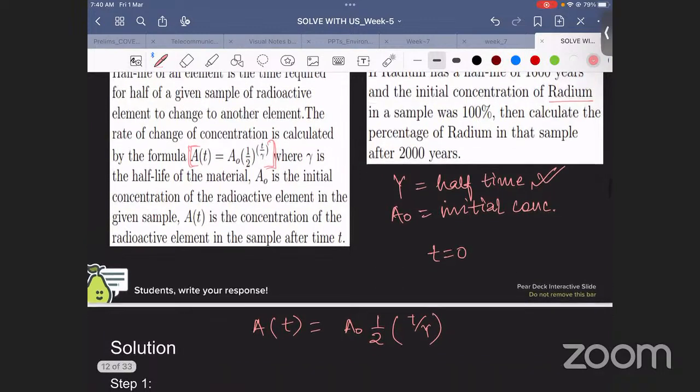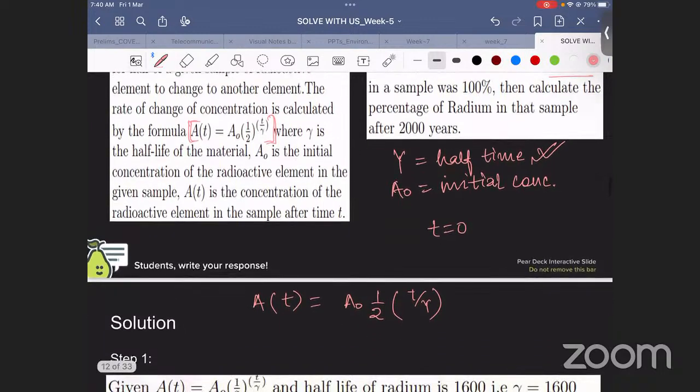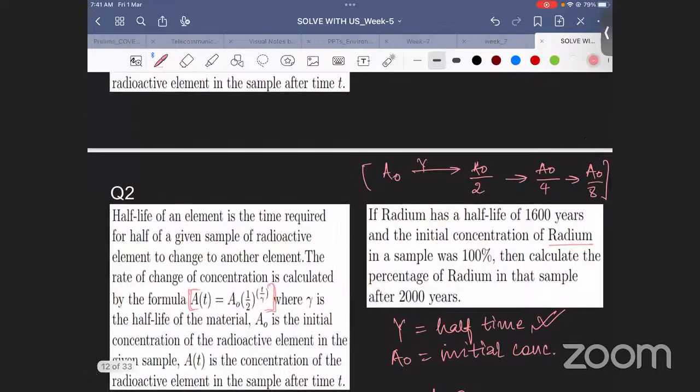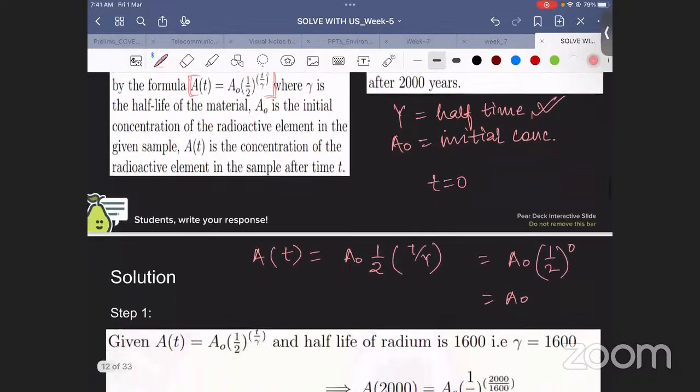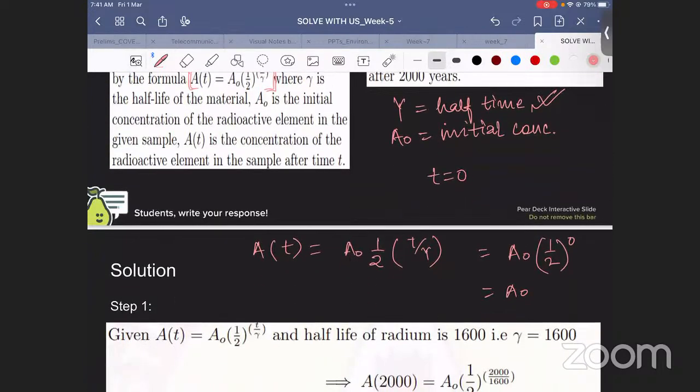At t equals 0, the power becomes 0, so (1/2)^0 becomes 1, so it is a0 entire. Correct, a0 times (1/2)^0 is basically a naught. I already told you it starts with a naught. If it starts with a naught, that means in the starting point it will have a concentration of a naught. From there only it is starting.